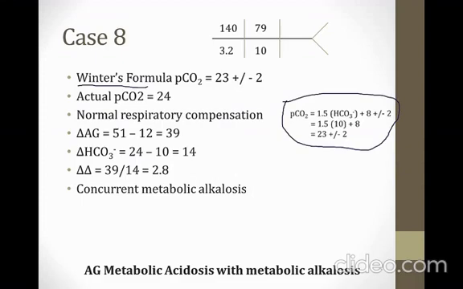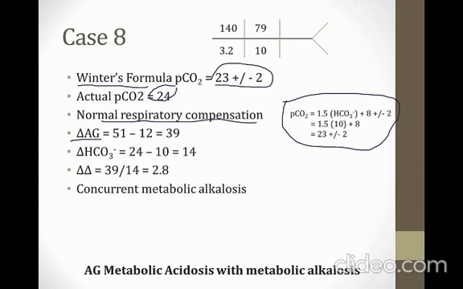So we can use Winner's formula to determine the expected PCO2, and I've shown the math for that over here. The expected PCO2 is 23 plus or minus 2. Now our actual PCO2 is 24, so this tells us that we have normal respiratory compensation and we do not have a concomitant respiratory acid-base problem. Now this is an anion gap metabolic acidosis, so anytime you have an anion gap metabolic acidosis, you need to rule out that you don't have a second metabolic acid-base problem, and you do that using the delta-delta ratio.